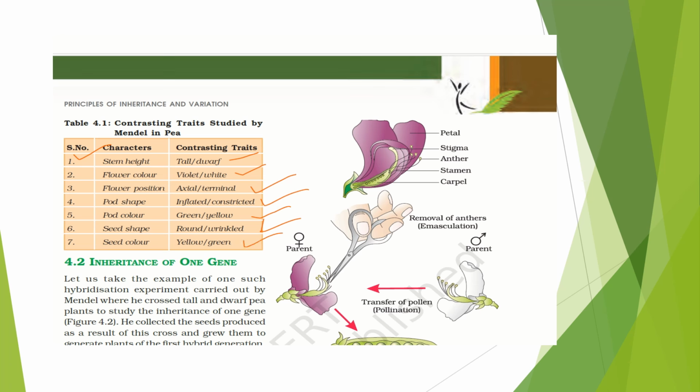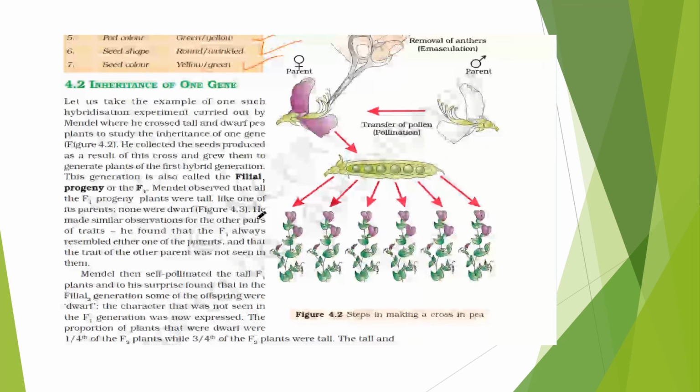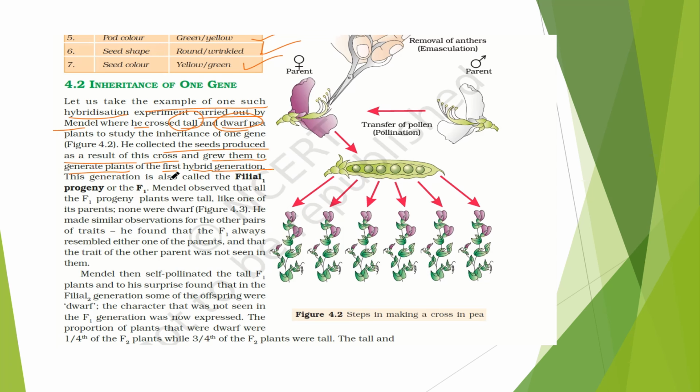Now we will move on to inheritance of one gene, and how he proved that. Let us take an example of one hybridization experiment carried out by Mendel when he crossed a tall plant and a dwarf pea plant. Here the contrasting characters are tall and dwarf. He collected the seeds produced from this cross and grew them to generate the plants of the first hybrid generation. This generation is also called the first filial progeny or F1 generation.